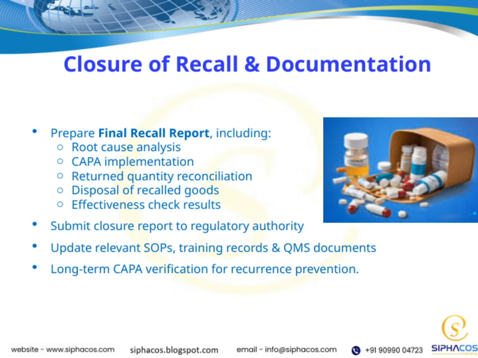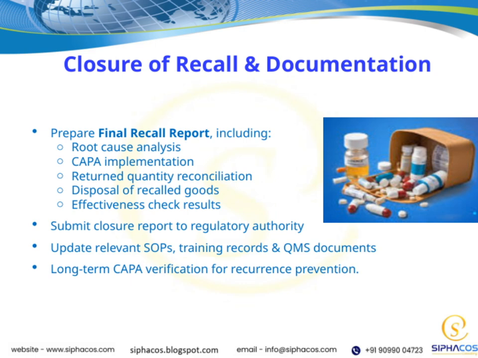It's also important to reconcile the returned quantity, ensuring all recalled goods are accounted for. Disposing of the recalled products must follow proper procedures to prevent any further issues. We then review the effectiveness of our actions through check results, confirming that the corrective measures have worked. Once everything is in order, we submit this closure report to the regulatory authority for their review and approval.